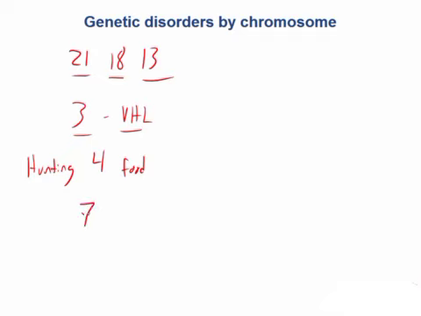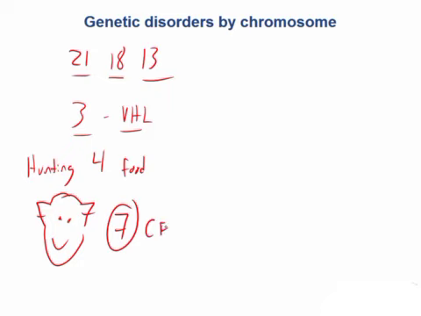What about chromosome 7? I like to think of the 7 as a pointy ear, which makes me think of elephant facies. And in what disease do you see elephant facies? Williams syndrome. And by the way, what's another autosomal recessive disease on chromosome 7? One is cystic fibrosis, caused by mutation in the CFTR gene.